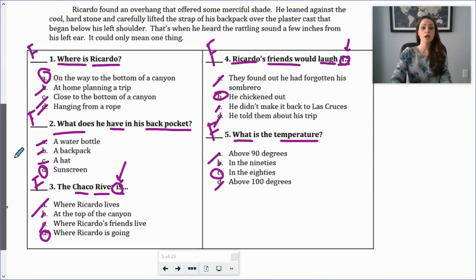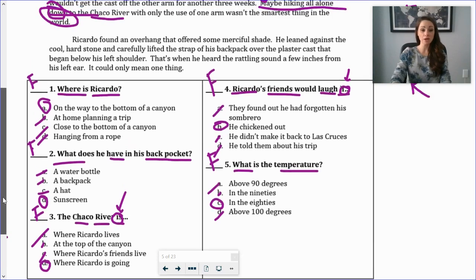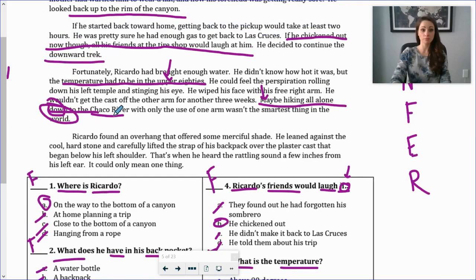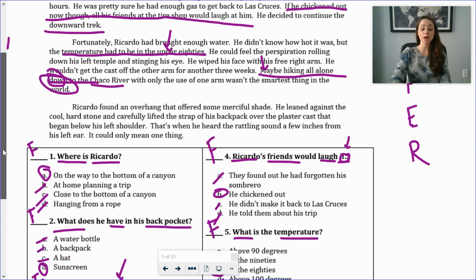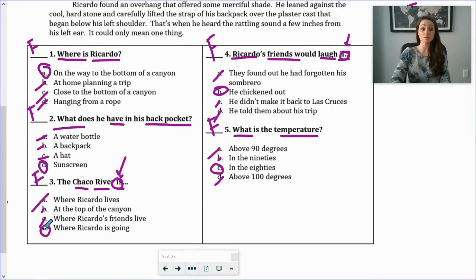Number 3, the Chaco River is. Now this is where I had to go back and explore supporting details a couple of times. So I went back up and I found Chaco River right here. I found those 2 words. And it said maybe hiking all alone down to the Chaco River with only the use of one arm wasn't the smartest thing in the world. So I was able to determine that the Chaco River is D, where Ricardo is going.